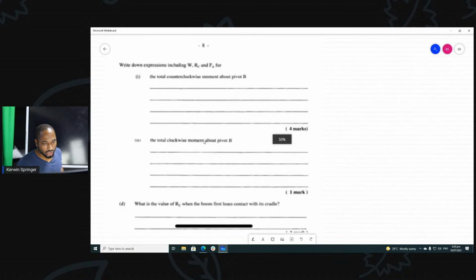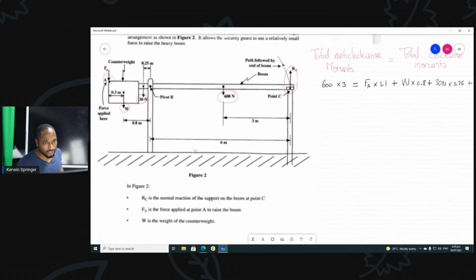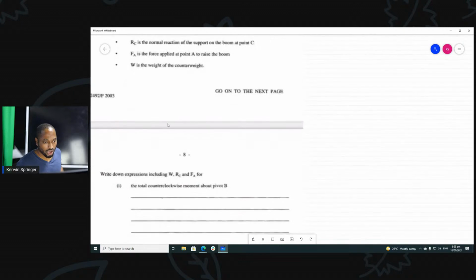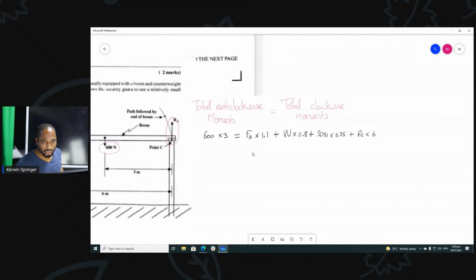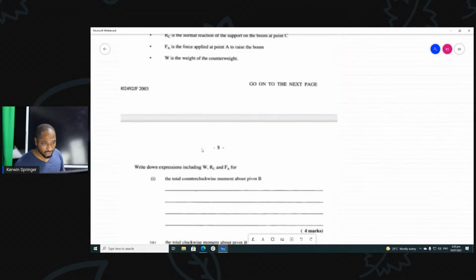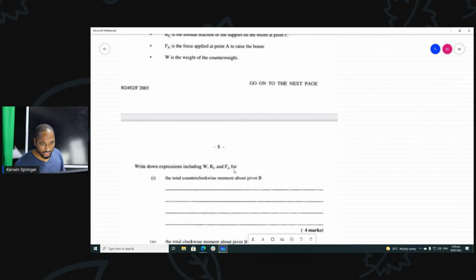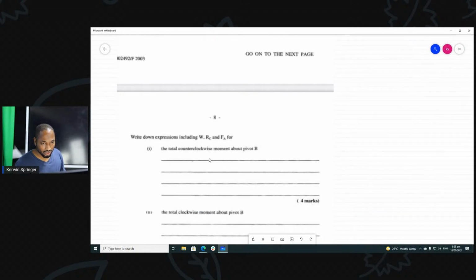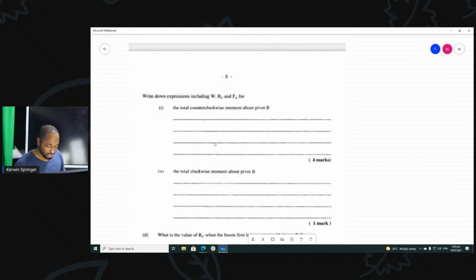The total clockwise moment about pivot B. Oh, no, I made a mistake. The total counterclockwise moment. Then just write down expressions including W and RC for this and that. The total counterclockwise moments is just this first part, 600 times 3.